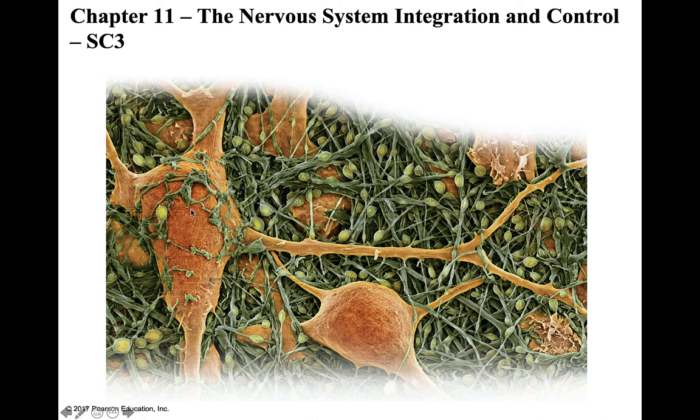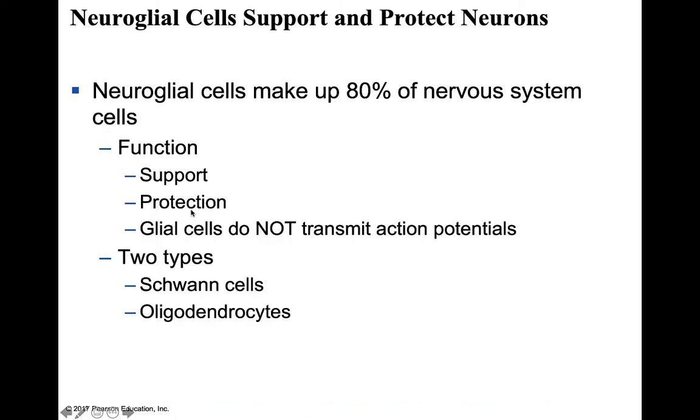Chapter 11, the Nervous System: Integration and Control, Screencast 3. This screencast is going to focus on the concept of chemical synapses and synaptic transmission. But first, we need to talk about neuroglial cells.